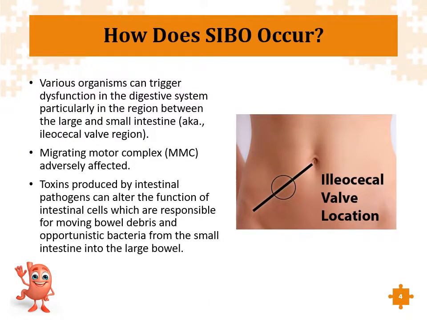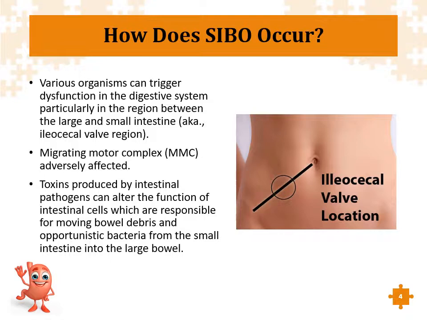So how does SIBO occur? Well, in some people, there's a dysfunction in the ileocecal valve, that valve between the small intestine and the large intestine, and that allows for normal large intestine bacteria to backflush into the small bowel. Now that can occur because of anatomical defects that might occur in that area. Somebody who has abdominal surgery, for example, that could alter that valve. Also, various organisms. So viruses, parasitic infections sometimes can alter the function of that valve.